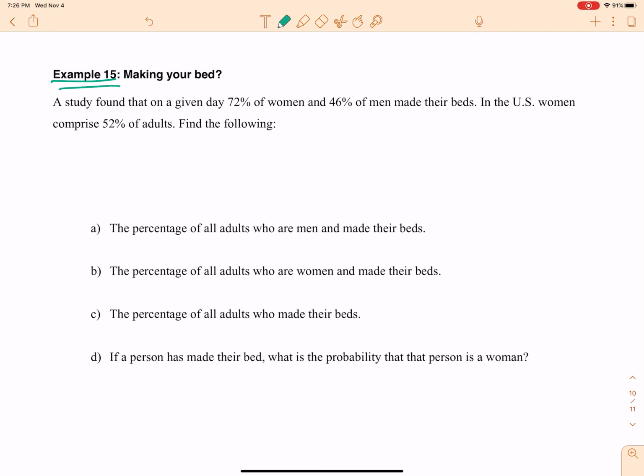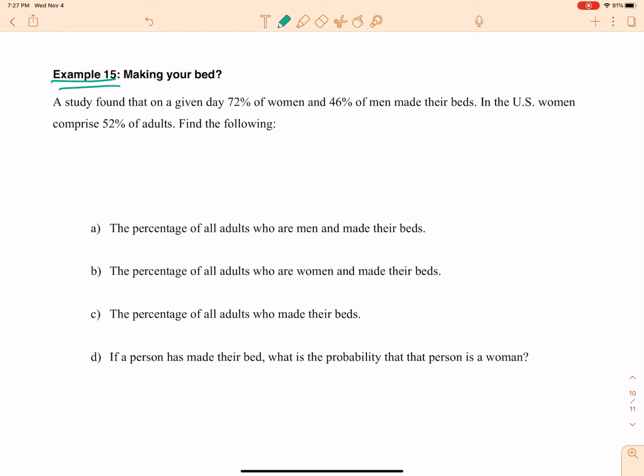Okay, so example 15, making your bed. A study found that on a given day, 72% of women and 46% of men made their beds. In the U.S., women comprised 52% of all adults.